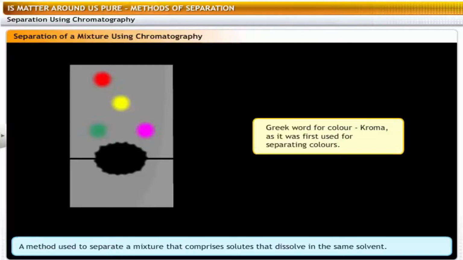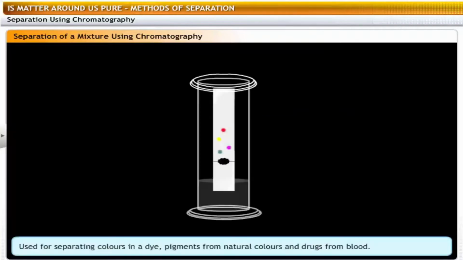Chromatography is specifically used to separate a mixture that comprises solutes that dissolve in the same solvent. The technique we have just seen of using paper to separate the components of ink is referred to as paper chromatography. Chromatography is used for separating colors in a dye, pigments from natural colors, and drugs from blood.